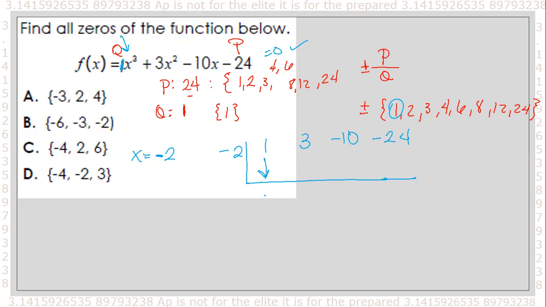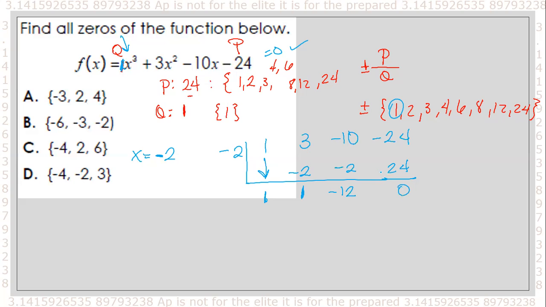This will be 1, and you multiply, that gives you a -2. Then you add them, that gives you a 1. Then you multiply them again, -2 times 1 gives me a -2. That gave me a -12. And then -2 times -12 gave me a +24, like so.